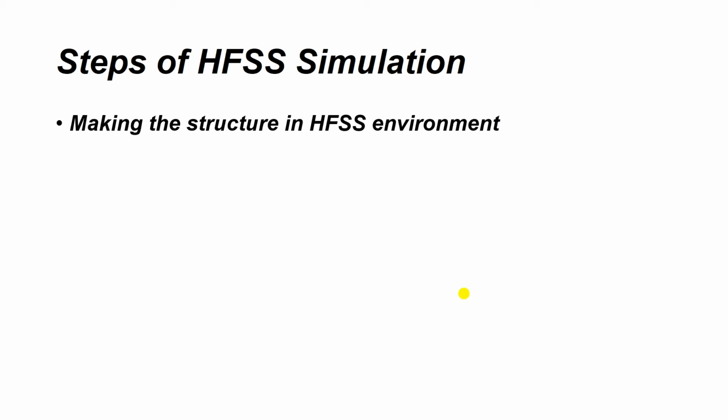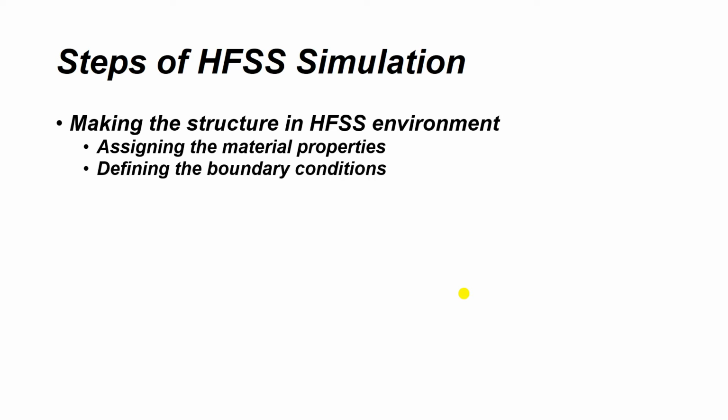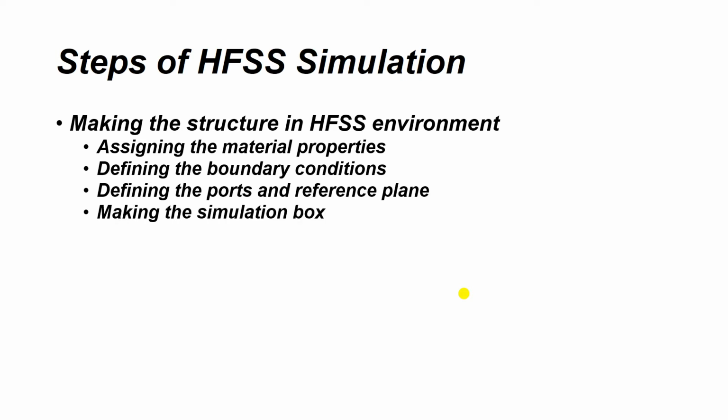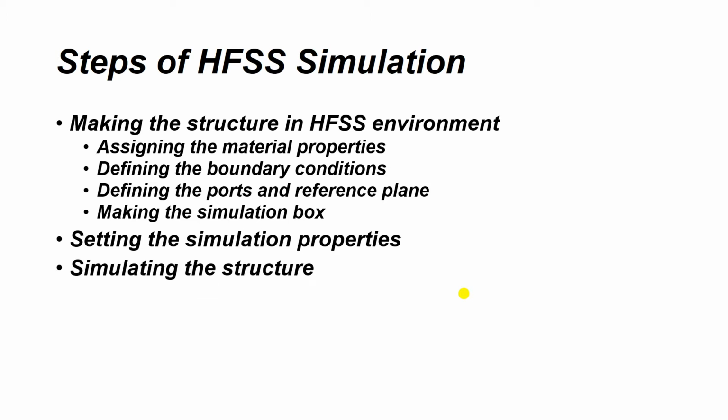So in order to simulate a structure in HFSS, the first step is to make that structure in an HFSS environment. And this includes assigning the material properties, defining the boundary conditions, defining the ports and reference plane, and making the simulation box around the object that you want to simulate. And then after that, you have to set the simulation properties. For example, if you want to simulate it from 1 gigahertz to 5 gigahertz or 2 gigahertz to 10 gigahertz, and also the steps of simulation. And then after that, we can simulate the structure.